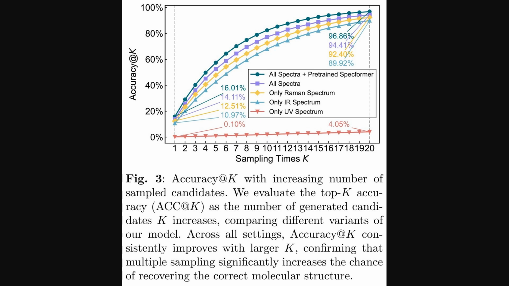So this chart quantifies that improvement we just saw. It plots what's called accuracy at K, which is basically the chance of finding the correct structure if the model gets K guesses. As you can see, for all versions of the model, the accuracy climbs steadily as you allow more samples. The top line, using all spectra and the pre-trained SpecFormer, is the clear winner. While its top one accuracy is about 16%, if you let it generate 20 possibilities, its accuracy shoots up to an incredible 96.86%. This sampling strategy is key.